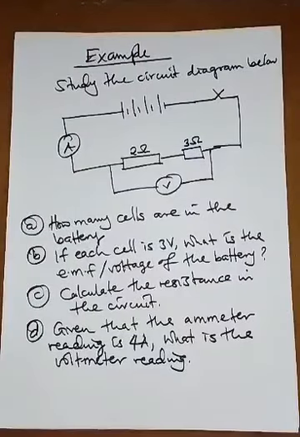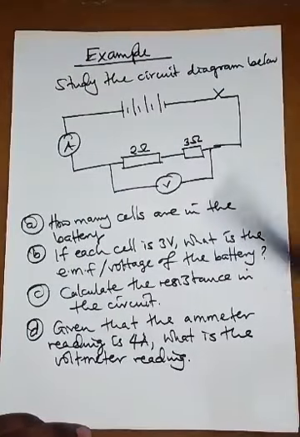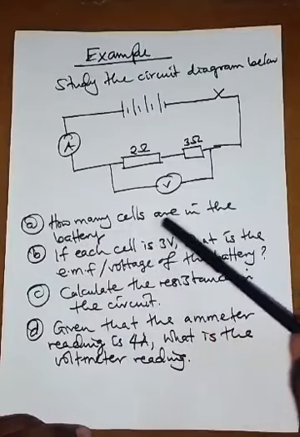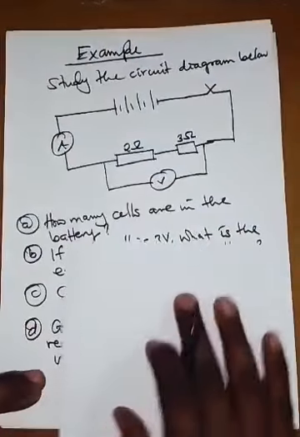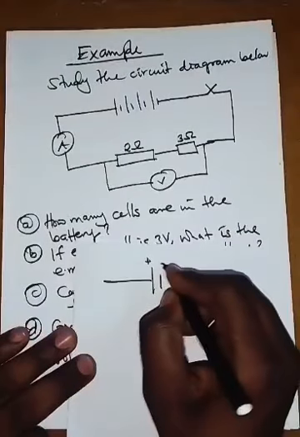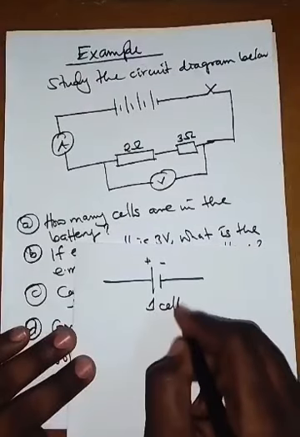We'll start with this question. It says study the circuit diagram. So we have a circuit here. Then it says how many cells are in the battery. Remember, a cell is when you have a long line and a short line, a positive and a negative terminal. So this is one cell.